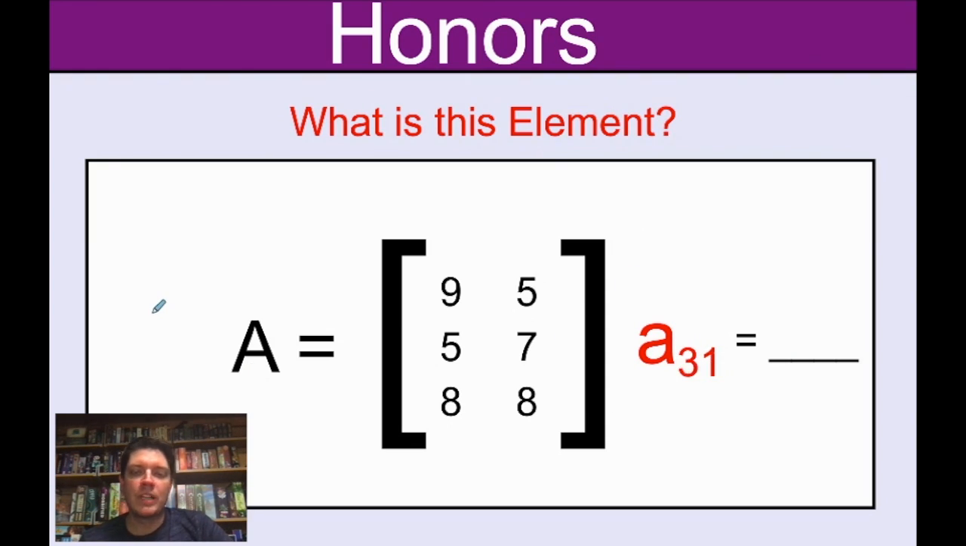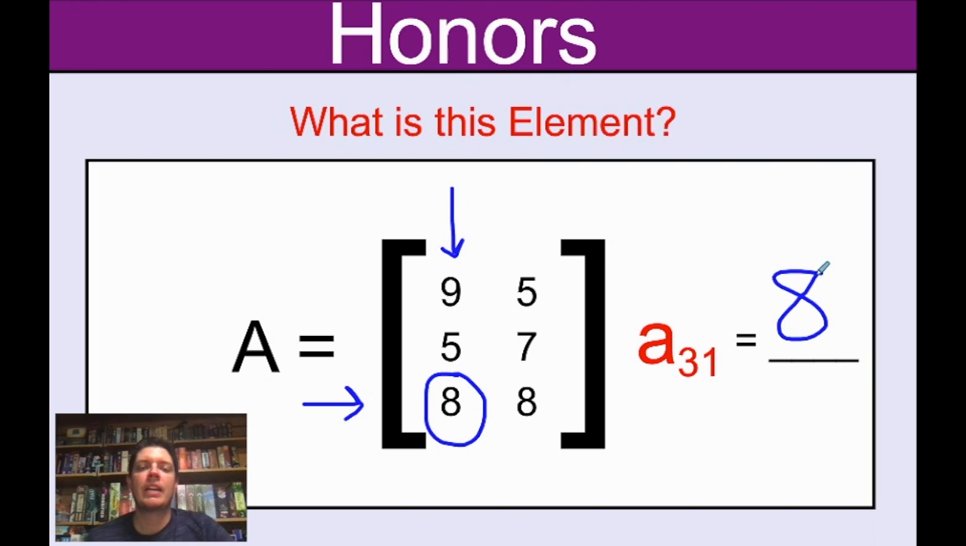All right, let's do one more example here. That's less mean. Element A31. I'm going to find row 3, column 1, and that would be this element right here. So element A31 is the number 8. Okay, hopefully that helps you.